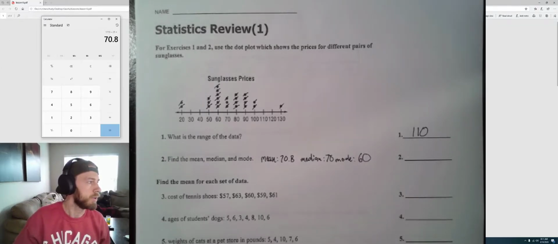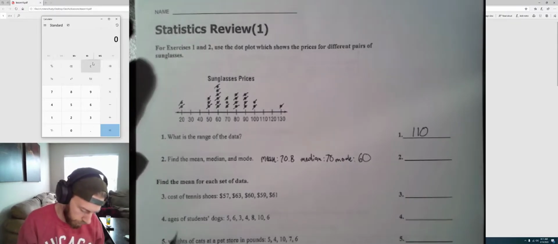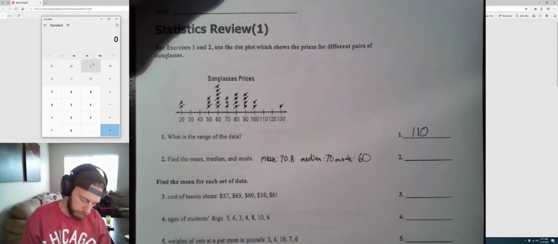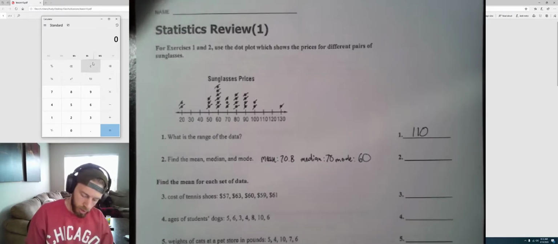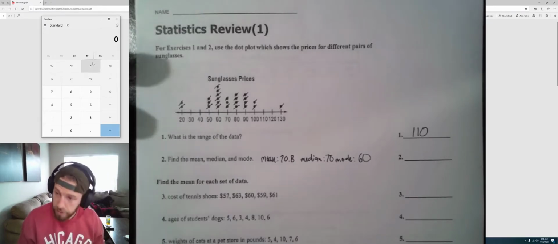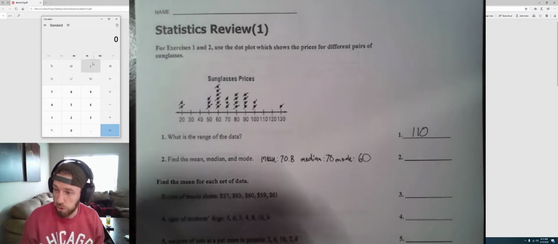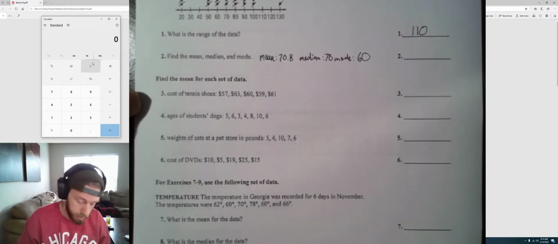Let's move on to the next question here. Find the mean for each of these sets of data. The mean for the cost of tennis shoes, the average cost of tennis shoes here. Looks like we got 57, 63, 60, 59, and 61. The average cost looks to me like it's going to be right around 60 bucks. Looks like all of those shoes are around 60 bucks, and that's what should happen when we go to find the mean of the set of data.